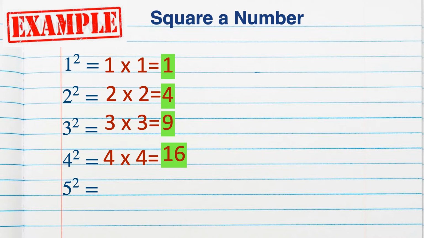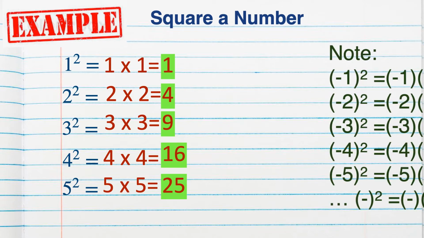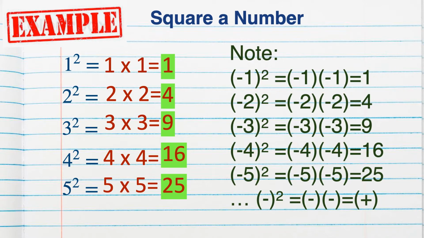So let's exercise those brains. What are you going to tell it? 5 square is the same as? Yes, 5 times 5, which equals 25. Now, on a side note, something that is going to be useful later on is remembering the following.